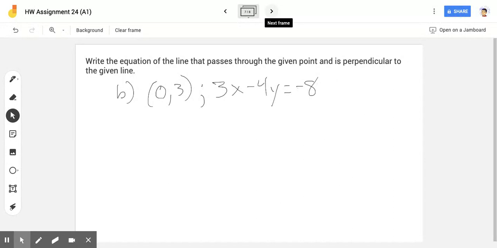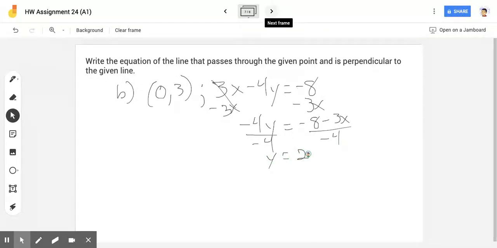All right. So let's see first. Is our equation in slope-intercept form? Doesn't look like it. So let's get it to slope-intercept form. I'm going to subtract 3x from both sides. -4y is equal to -8 minus 3x. Divide both sides by a -4. We'll have that y is equal to 2 plus 3/4 x. Rewrite it in slope-intercept form. Y is equal to 3/4 x plus 2. Okay, first step done.